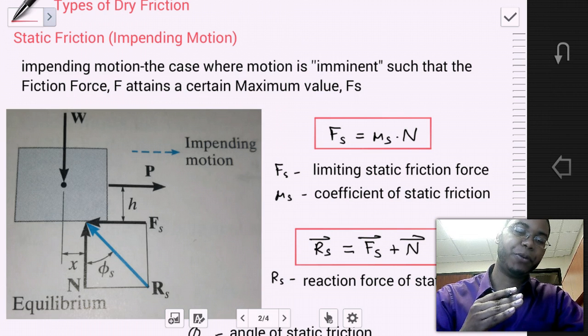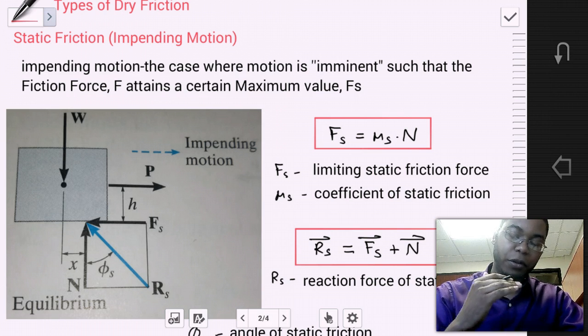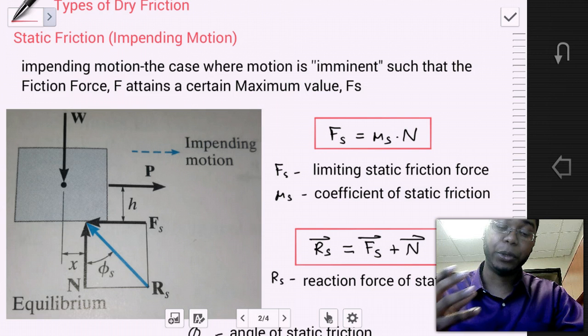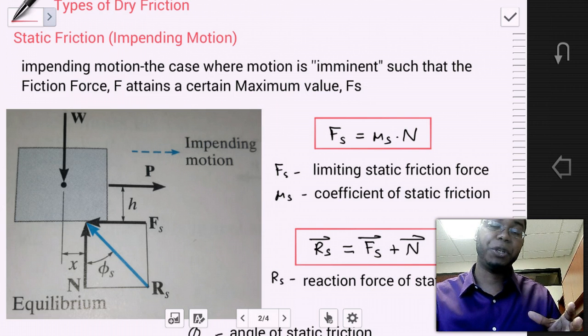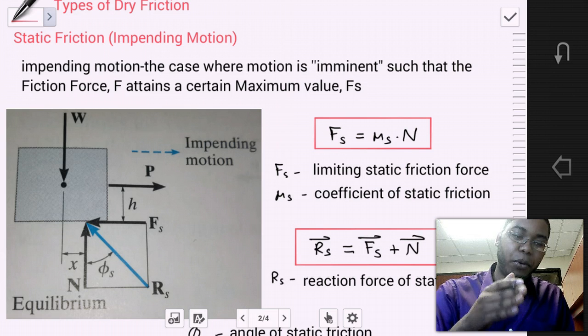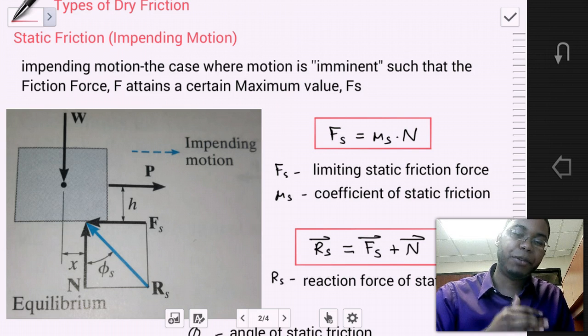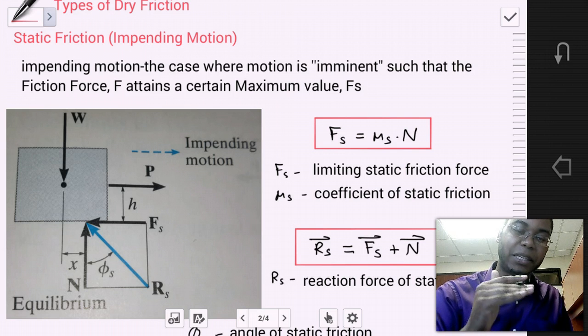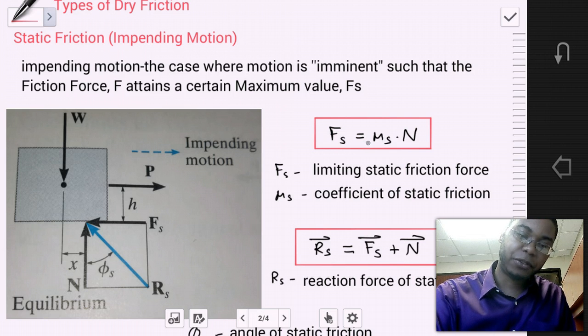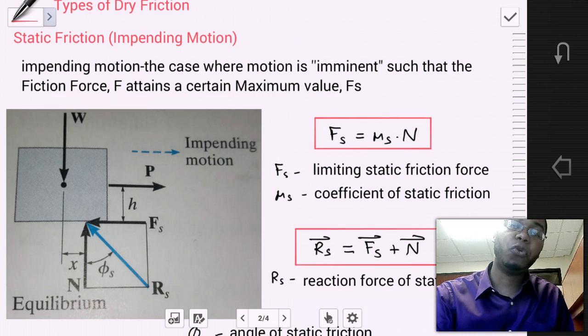This is the force value that, when exceeded, will lead to the body being in motion. So we're at an equilibrium point, or the point where motion is imminent. And this is the maximum value that static frictional force can be, the limiting static frictional force. It's described as Fs equals mu s times n, where mu s is the coefficient of static friction and n is the normal force.